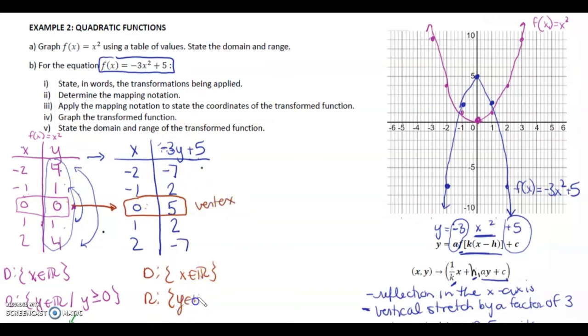So we're going to have y in R such that we compare y with the y-coordinate of the vertex, okay? And we're going down. So y is going to be less than or equal to 5, because we're quote unquote starting at 5 and our graph is going down.